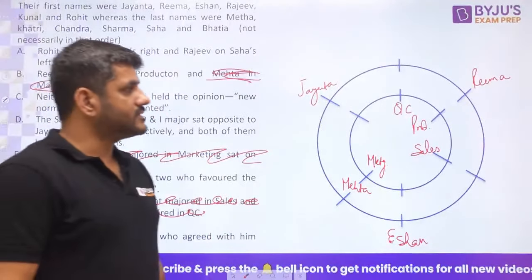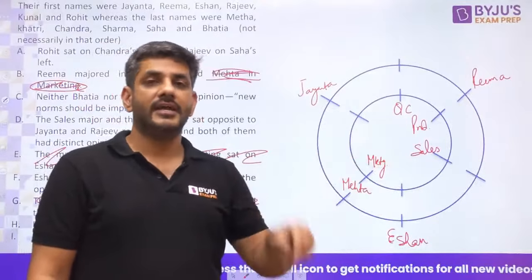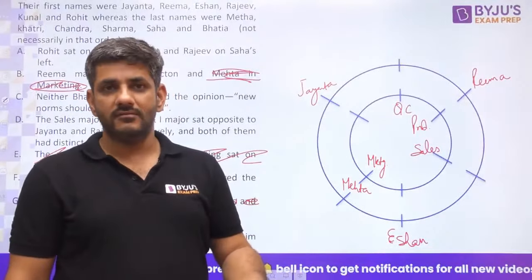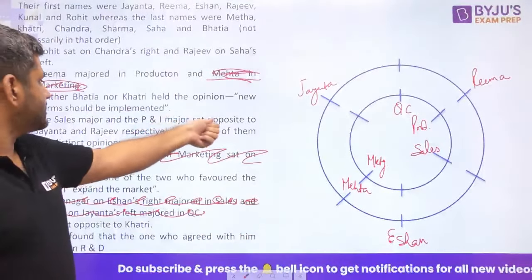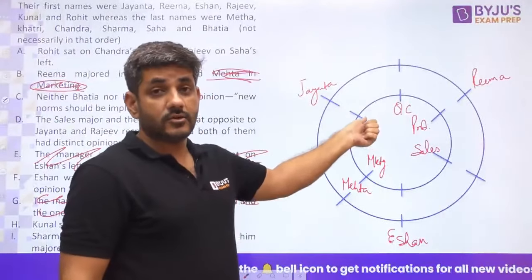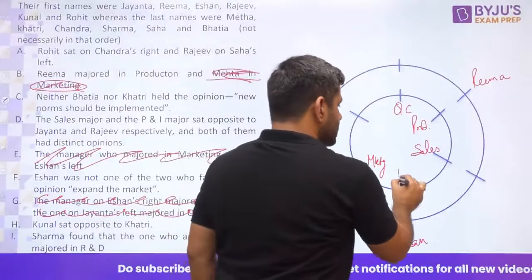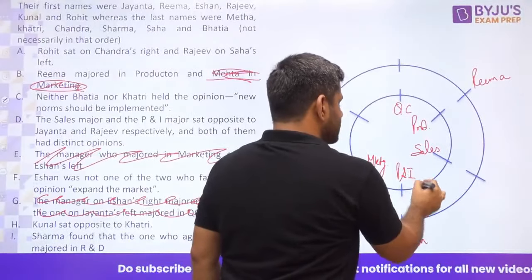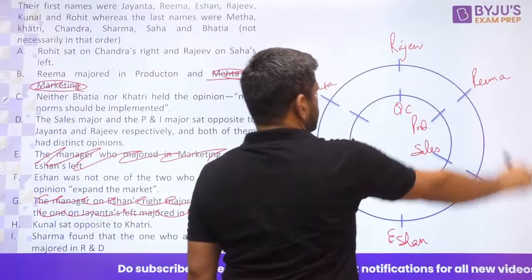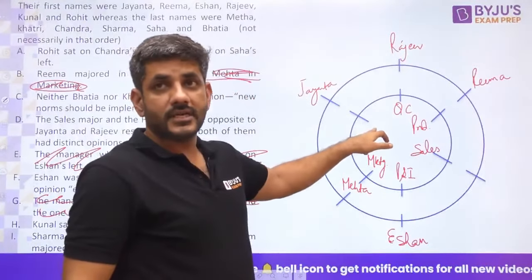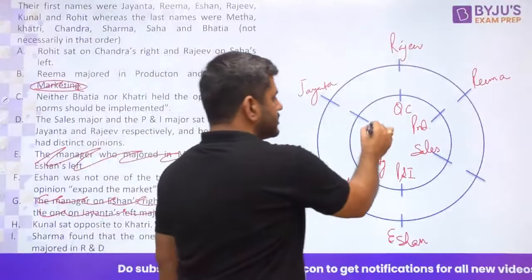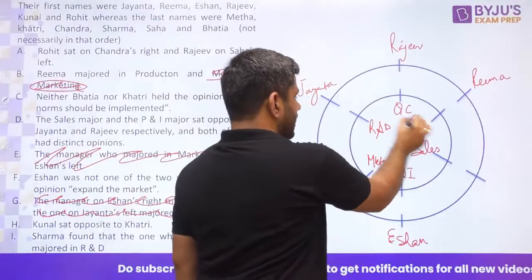I think now you can see that we have almost reached where we needed to reach, because the problem of P&I is solved now, right? The P&I major sat opposite to Rajiv, and Jayanta and Rajiv had distinct opinions, so this cannot be the P&I major. This must be the P&I major, and the P&I major sat opposite to Rajiv. This guy must be Rajiv. The one thing we have left, we will write it here, that is R&D, it is written last. So this guy must have majored in R&D.